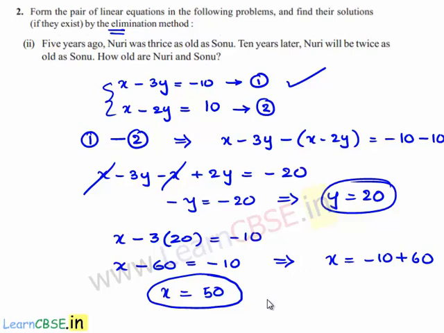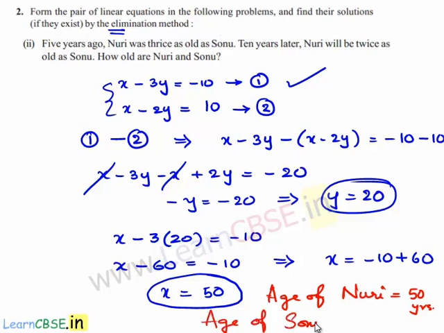Therefore, the age of Nuri is equal to 50 years and age of Sonu is equal to 20 years.